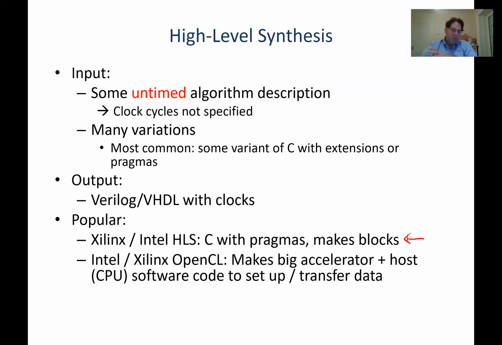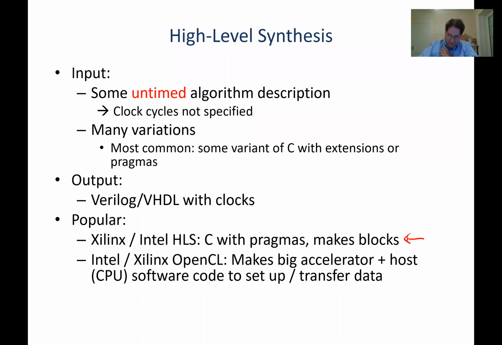And it will make HDL, so a big Verilog output, that's your accelerator. And this is a pretty big accelerator. So usually this accelerator will fill most of your chip. And it also makes the host code. So the host code is the code on a CPU that will talk to your accelerator.